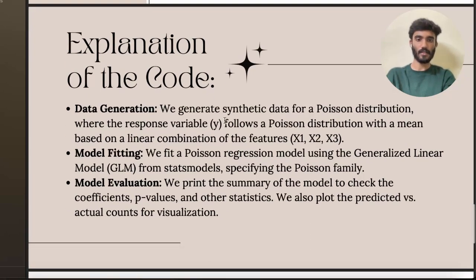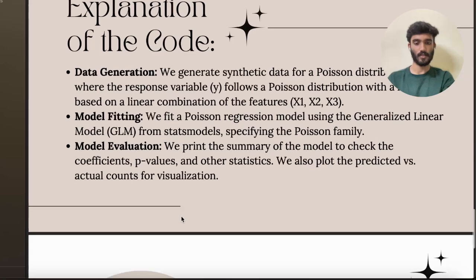Data generation: we generate synthetic data for a Poisson distribution where the response variable y follows a Poisson distribution with a mean based on a linear combination of the features x1, x2, x3. Then model fitting: we fit a Poisson regression model using the generalized linear model, that is GLM, from statsmodels specifying the Poisson family. Then model evaluation: we print the summary of the model to check the coefficients, p-values, and other statistics. We also plot the predicted versus actual counts for visualization.